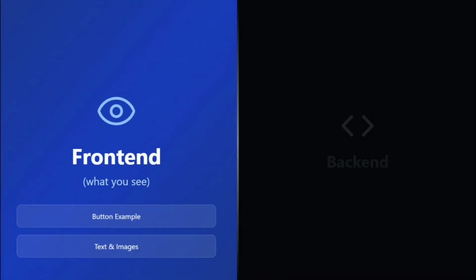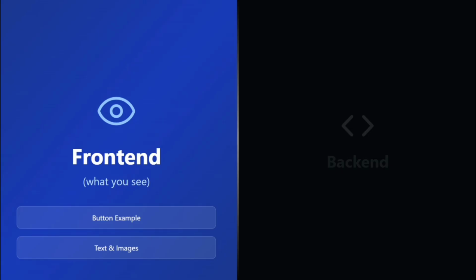Now you might have heard two things a lot, frontend and backend. Let's understand the difference between them in a very simple way. Frontend is everything you can see and interact with. Buttons, text, forms, images, all of that is frontend. If you open a website or an app, whatever is visible on your screen, that's frontend.